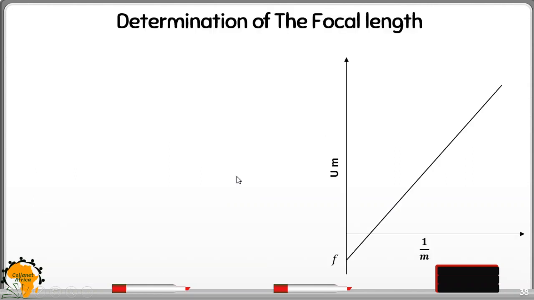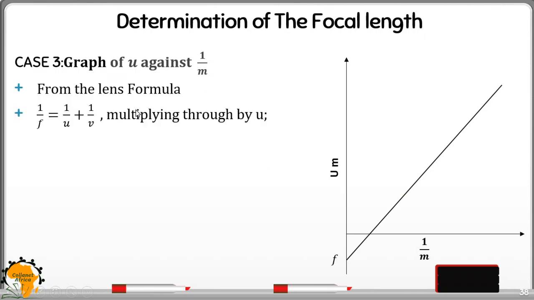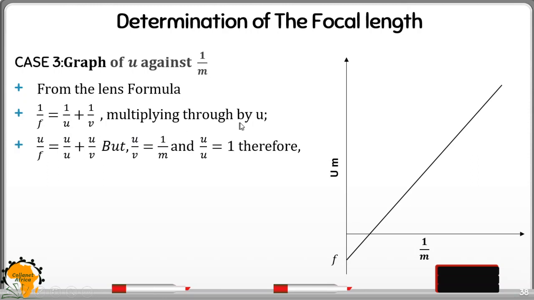Then we move to the third case. We are plotting a graph of u against 1 over m. From the lens formula again, we can multiply through by u. You have u over f, then you have u over u, then plus u over v. But this one is 1 over m. It is the reciprocal of the magnification. Then you have u over u, you get 1. So rearranging, you have u over f is equal to 1 over m plus 1.